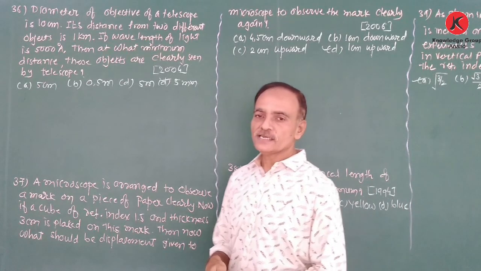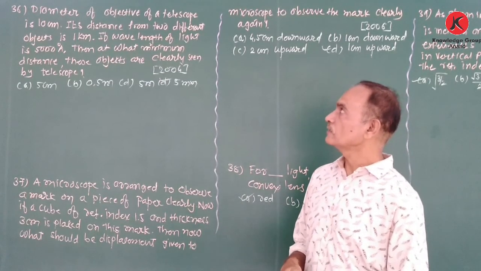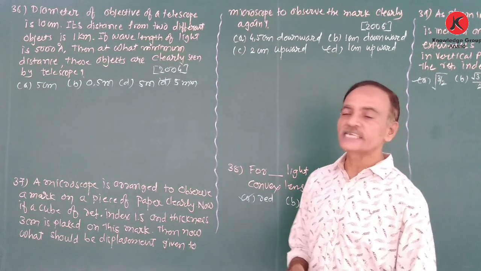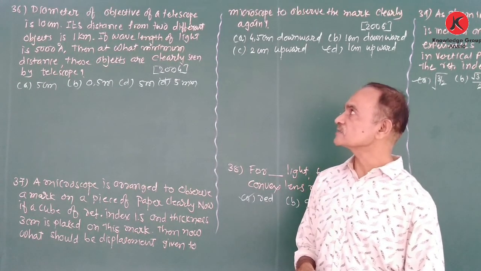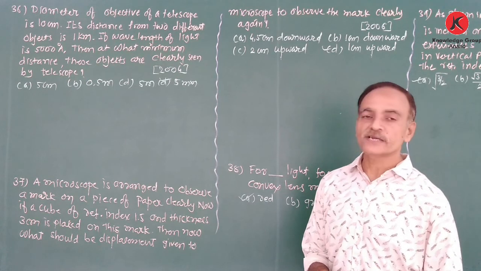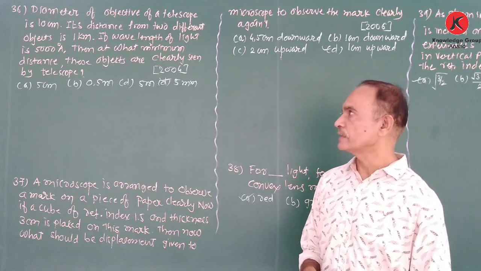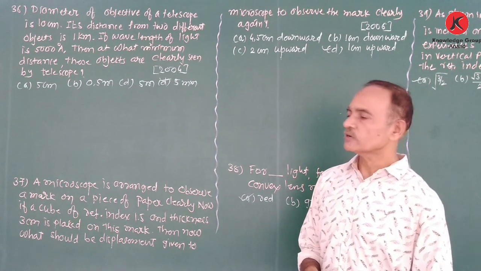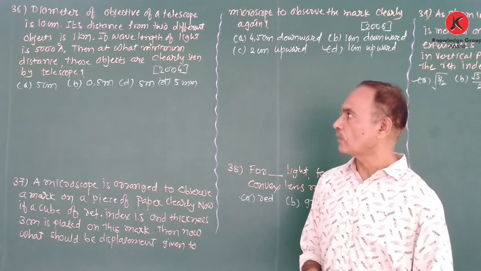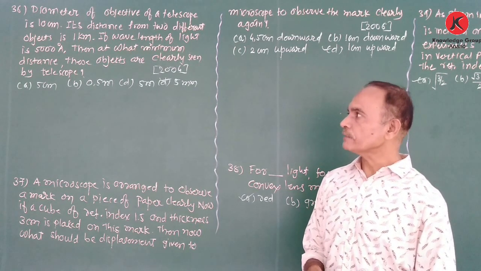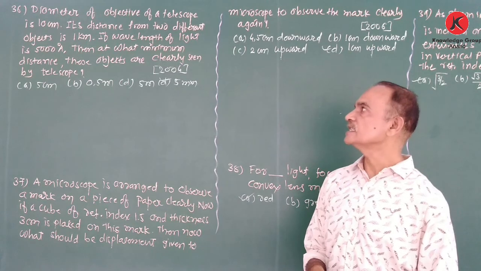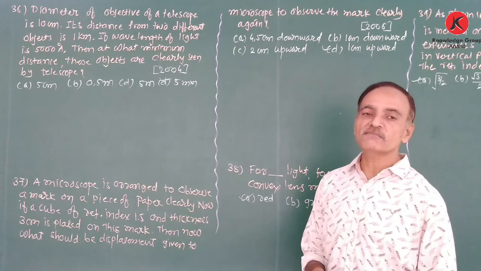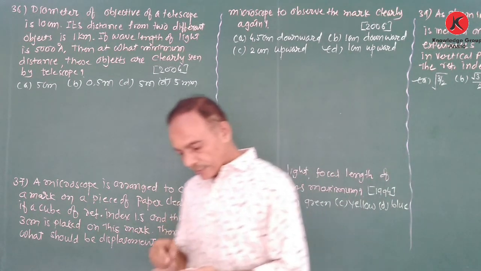Now the next numerical. The diameter of the objective of a telescope is 10 centimeters. Its distance from the two different objects is 1 kilometer. If the wavelength of light is 5,000 angstrom, then at what minimum distance are these objects clearly seen by the telescope? Now what is given?